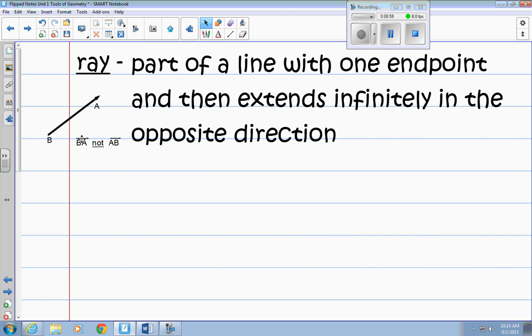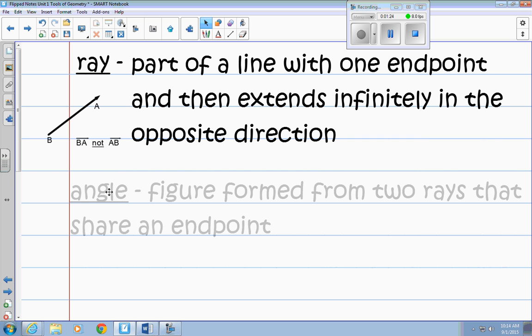The symbol for a ray is probably exactly what you would think. It is a line on the top of the two letters with one side not having an arrow and the other side having an arrow. And we will always write the symbol for a ray that way, even if, for example, it was shooting off in the other direction or pointing downwards. The ray symbol always points to the right.